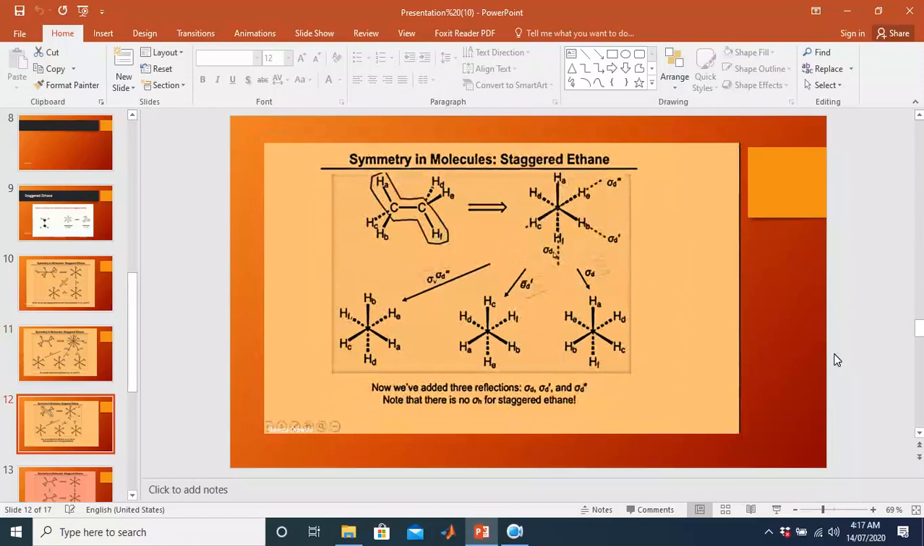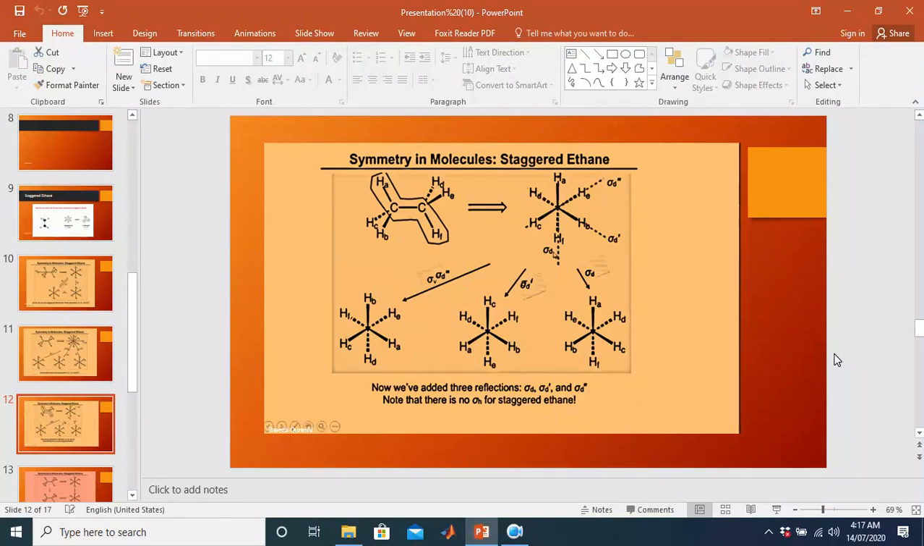There are 3 types of sigma D: sigma D, sigma D dash, sigma D double dash. When sigma D operation is applied, the atoms which are on the axis of rotation of sigma D, which are HF and HA, will remain unchanged, and the atoms which are on their sides will interchange with each other.